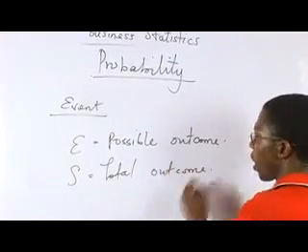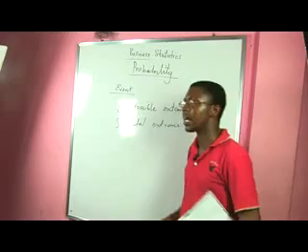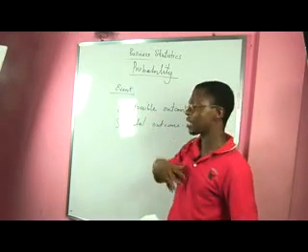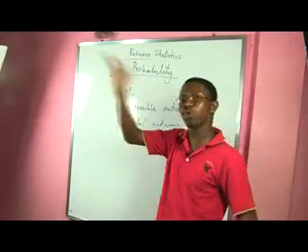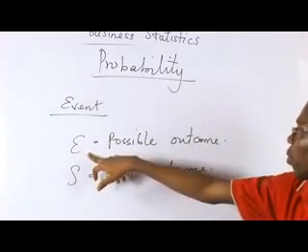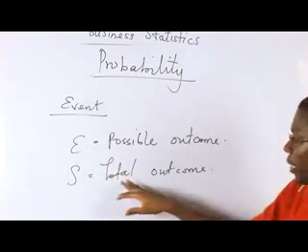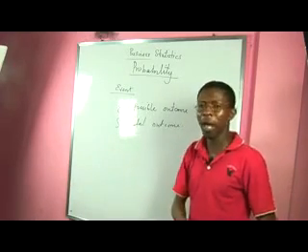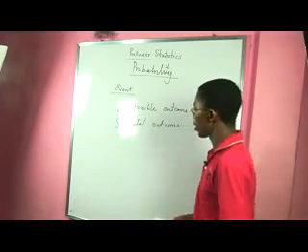Now, what do we mean by possible outcome? The possible outcome is what has been occurring before, what we've been seeing happening, in order to predict the future occurrence. That is what we mean by possible outcome. And the total outcome is the total number that has occurred, whether it is good or bad or fair. That is what we say.